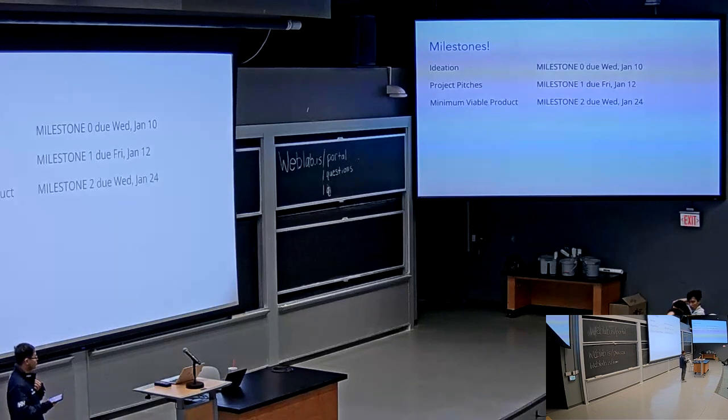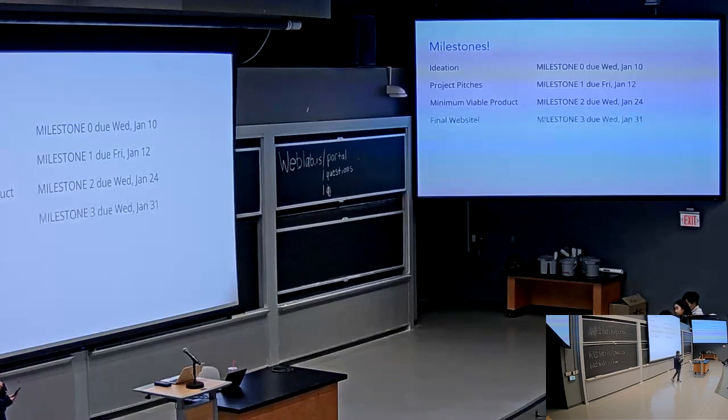The second milestone is minimal viable product, which is due in the third week of class on Wednesday, January 24th at 6 p.m. And this is going to be your website with most of its features done, minus maybe 2 or 3 features. And you're really going to want to have most things done by this time. This is just to check in to make sure you guys are actually coding, are on track for the final submission, and so on. And finally, the final website is due on the last week of class on Wednesday, January 31st.